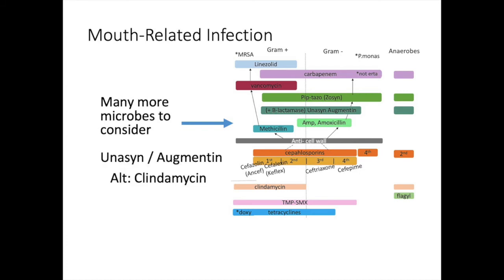Go-to antibiotics for the mouth are going to be Unasyn and Augmentin. And so if we go back, these are going to be ones that either are ampicillin or amoxicillin with a beta-lactamase inhibitor added on. And they hit gram-positive, gram-negative, and then also some anaerobes. The alternative to either Unasyn or Augmentin, for example, our hospital was low on Unasyn for a while. The alternative to that generally is going to be clindamycin, and that's because it's hitting some of those anaerobes that we'll see in the mouth.